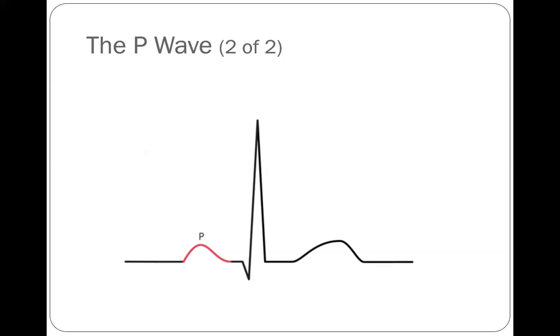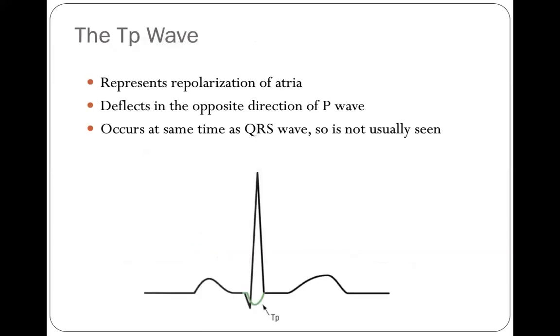Atrial contractile cell depolarization. The TP segment is the repolarization of the atria, and it is a wave that we rarely see. It's often hidden inside the QRS complex, and even when it's not hidden in the QRS complex, it's often so slight that we may not see it, or it may be very difficult to find. So the TP segment is a downward deflection.